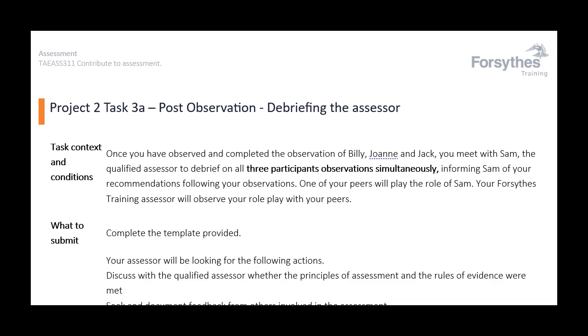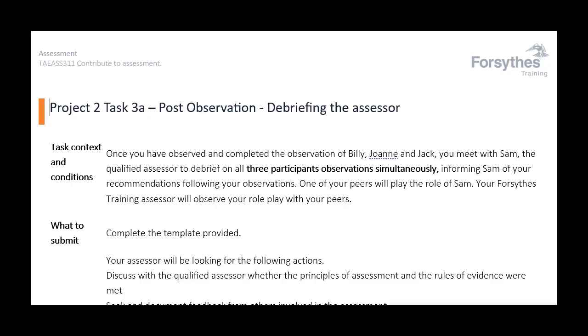So in this instance, you would start with obviously 3A and make some summary notes in the template that we've provided to help you or guide you through that briefing that you'll undertake with your assessor as part of 3B. If you're attending a face-to-face session here at Foresight's Training, you will role play that with your Foresight's Training assessor, observing you. You'll role play it with one of your peers during your training.